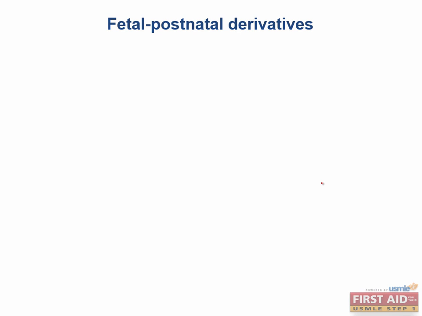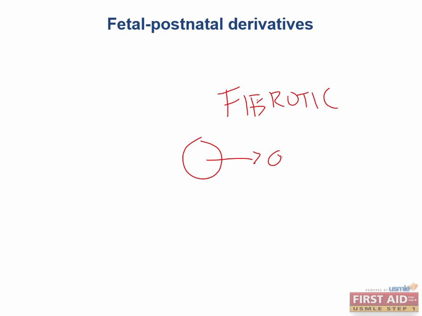Alright guys, now on to fetal postnatal derivatives. It is important to know the names of the structures in both the fetus and the adult because remnants of the embryological structures are easily testable material. Many of these structures will undergo fibrotic proliferation in order to close their lumens. Essentially, they all become ligaments, which is why a majority of them have ligamentum in their names.